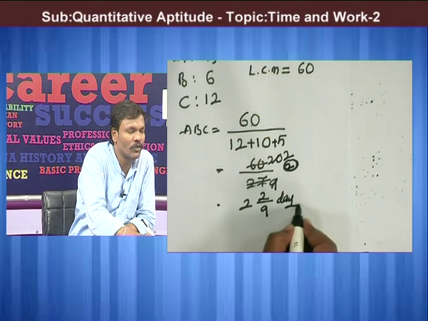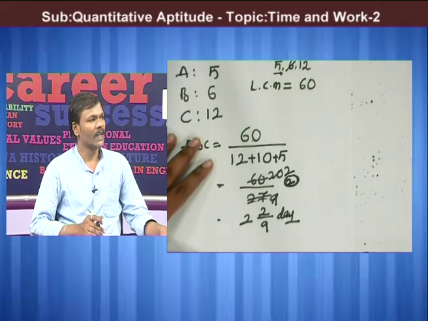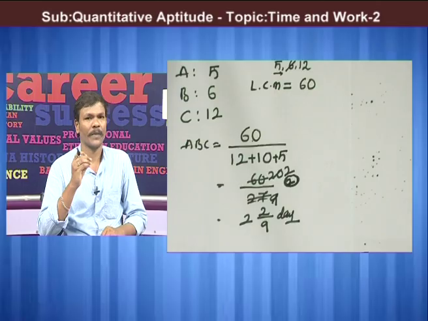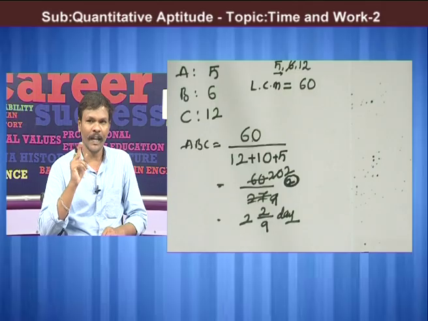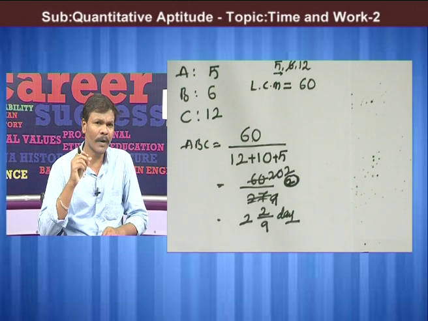So, they all together working 2 and 2 by 9 days. When we have A, B, C, the 3 persons working, we are going to apply the LCM of the 3 values. If A, B are working, we are applying the multiplication only. In A, B, C, we are applying the LCM of the 3 values.